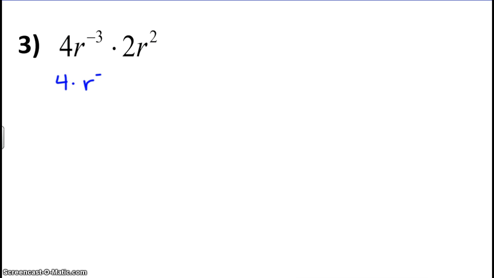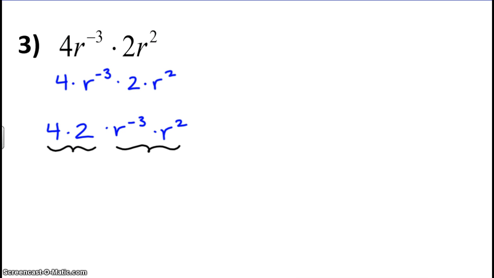So this is 4 times r to the negative 3 times 2 times r squared. By reordering, I put my constants first, 4 times 2, then my variables, r to the negative 3 times r squared. Alright, so let's begin by combining like terms. 4 times 2 is 8. This problem is the multiplication of like bases, so I would add the exponents. This becomes r to the negative 1.